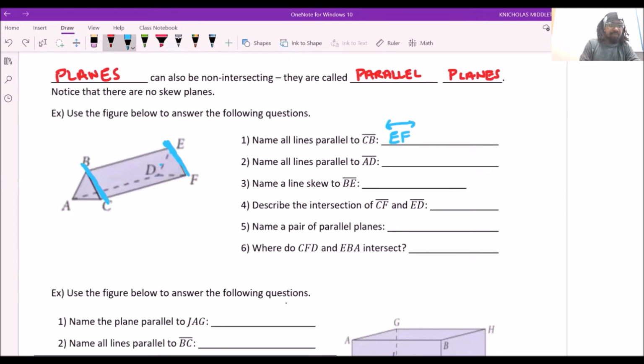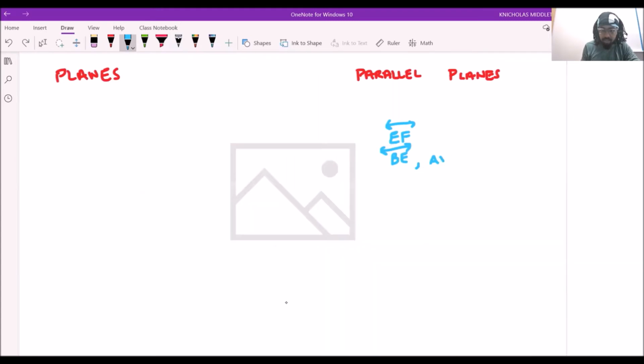All right, next, name all planes parallel to AD, or all lines parallel to AD. So as we look at AD back here, we can say, okay, AD, what shares its plane and doesn't run into it? Well, BE, right? It shares a plane, ABE. And so those two don't run into each other. And as we look at those lines, they follow the same direction. So BE is an example of a line that's parallel to AD. And then also CF, notice that they share that bottom, don't run into each other.